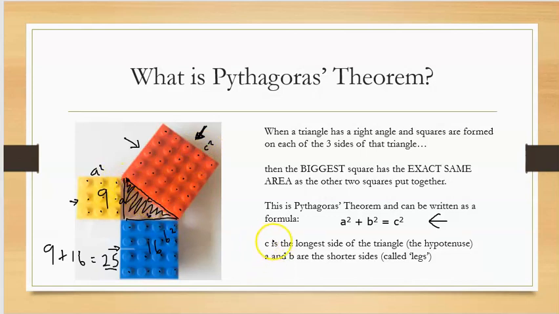And it tells us that c is the longest side of the triangle. It's called the hypotenuse. A and B, and I've put A here and B there, but they can be the other way around. It doesn't matter, but I always tend to keep A as the shortest side. But if you wanted to have them the other way around, that's also okay. So A and B are the shorter sides, and they're called legs.